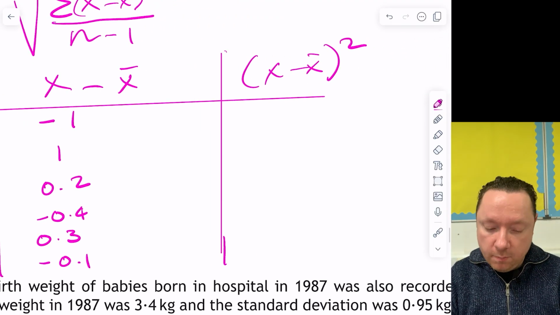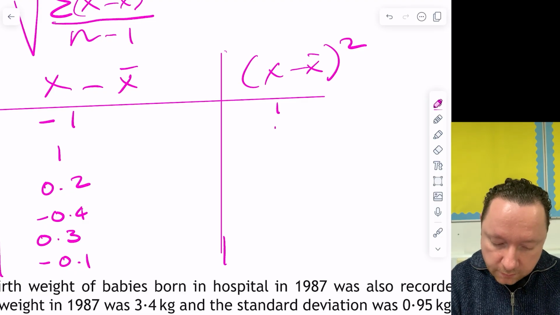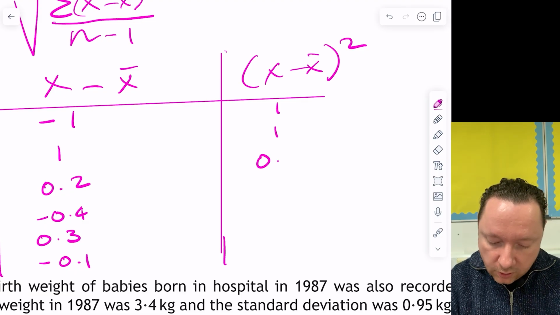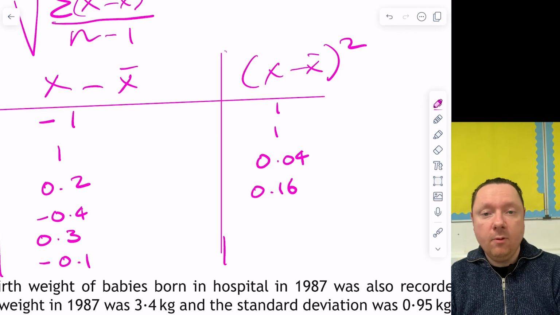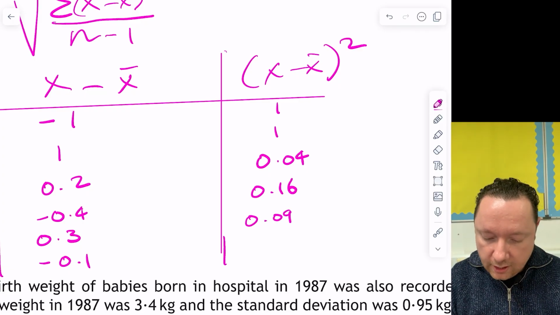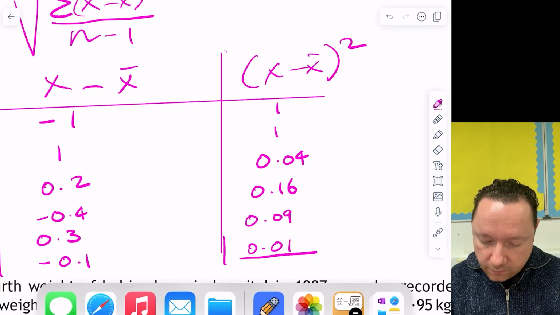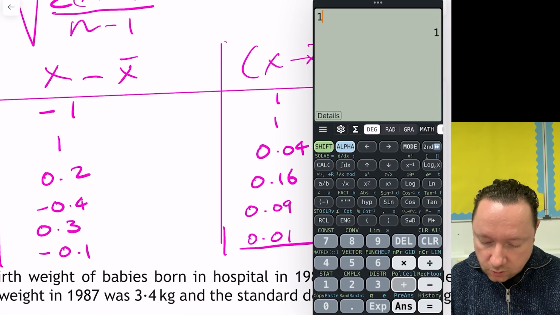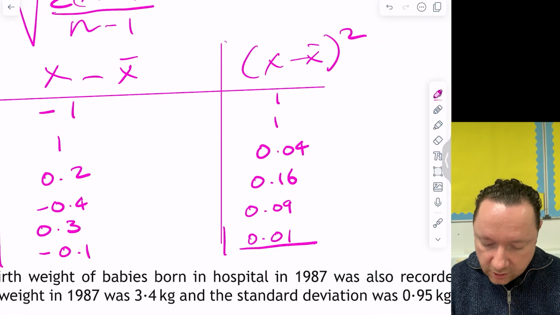And I square each of my numbers. So in the calculator, minus 1 squared is 1. 1 squared is 1. 0.2 squared is 0.04. 0.4 squared is 0.16. 0.3 squared is 0.09. And 0.1 squared is 0.01. And then I get a total, add all of them up. 1 plus 1 plus 0.04 plus 0.16 plus 0.09 plus 0.01 is 2.3. So there's my total there.